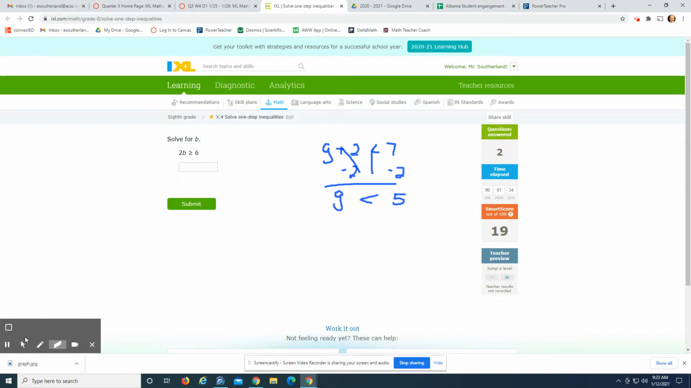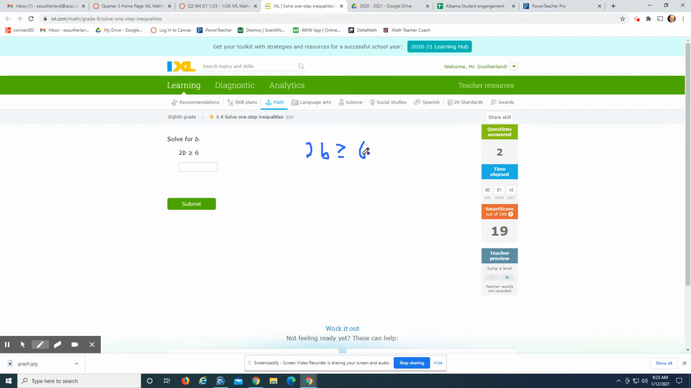Now we've got a multiplication problem here. We got 2 times b is greater than or equal to 6. Just like an equation, you're going to start by dividing. You do the opposite of what it's asking. So the 2's cancel, b drops down, the sign drops down. 6 divided by 2 is 3. And so then when you type it in, make sure that you pick the same sign. So you've got b is greater than or equal to 3.